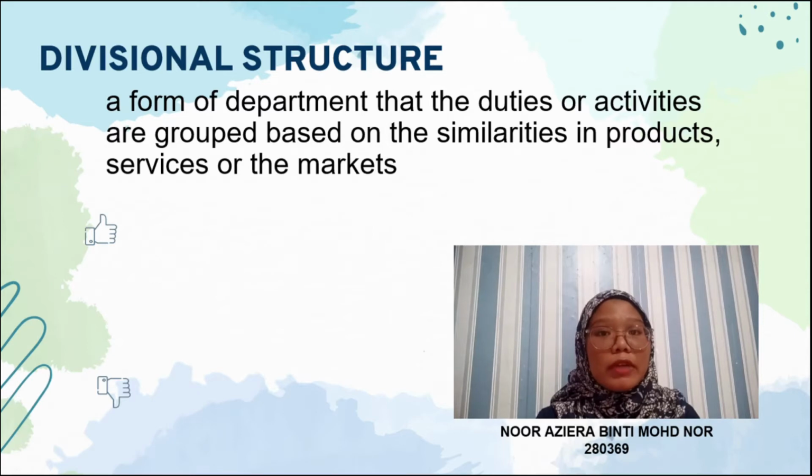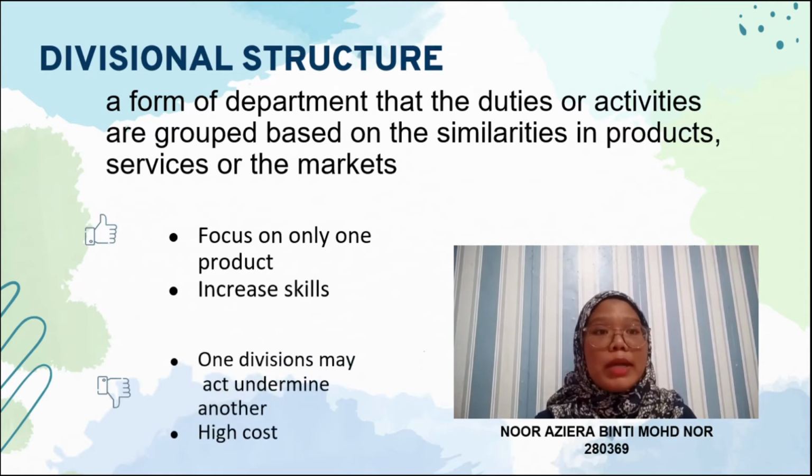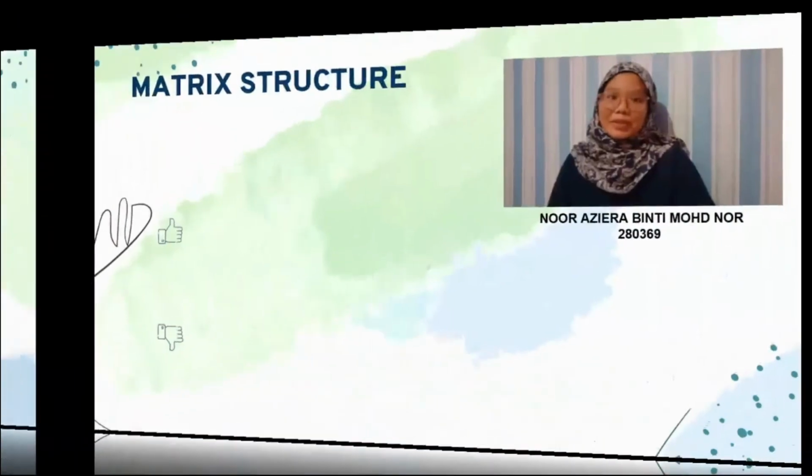There are several advantages and disadvantages when we use this structure. The advantages are it allows teams to focus on only one product and they can increase their skills. The disadvantages are one division may act to undermine another and higher cost is needed since each product needs to achieve a certain standard.